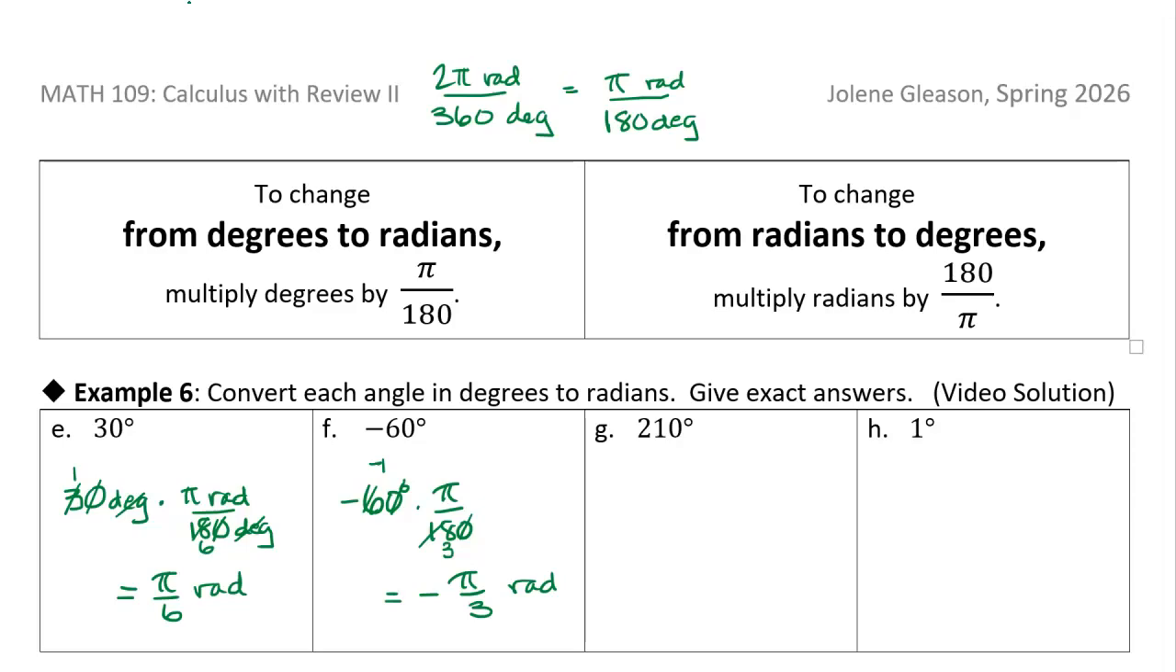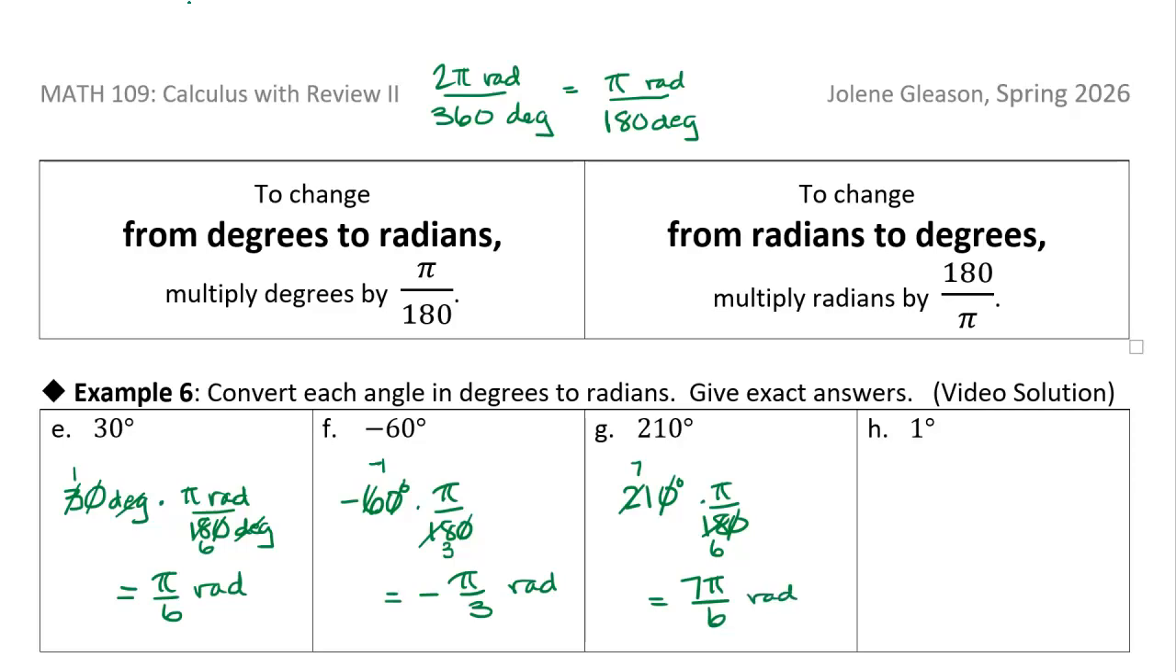All right, so 210 degrees. Again, we're going to do the same thing. We're going to take 210 degrees and multiply by the conversion factor, pi over 180. Again, I see a factor of 10, so I'm going to cancel the zeros. And then, let's see, 21 is 3 times 7, so let's cancel a factor of 3. That'll make this a 6. And then when I reduce this down, I'm going to get 7 pi over 6 radians.